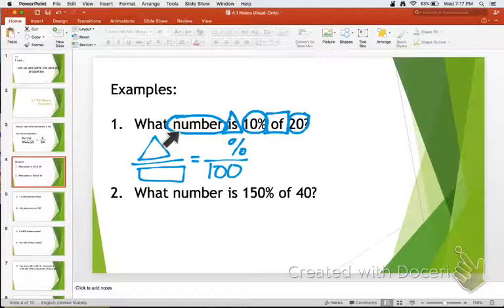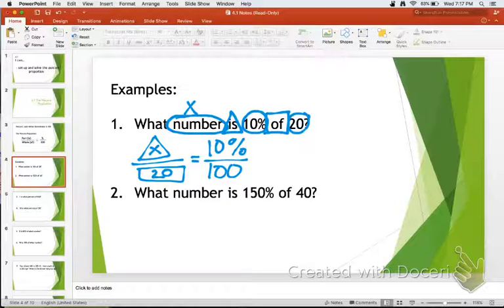Alright, so now I'm going to go through and talk about each one of these pieces. I don't know what the number is. Mathematicians really like to use x for any time we don't know what something is. So x is next to the word is, so that means my x goes in my triangle shape. So I'm going to just write that in my triangle. Now the next words I have is 10%. Well, I see that it has the percent sign, so it's going to go down here next to my percent symbol. And then the last one is 20, and it's next to the word of, so I know that that needs to go in my rectangular shape.